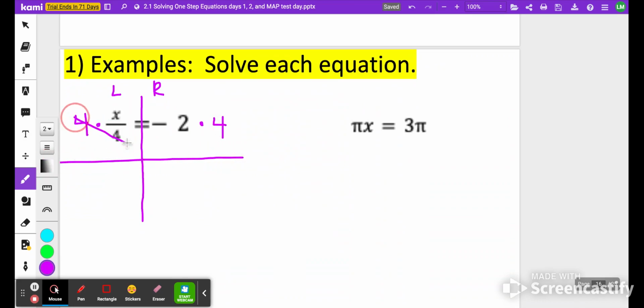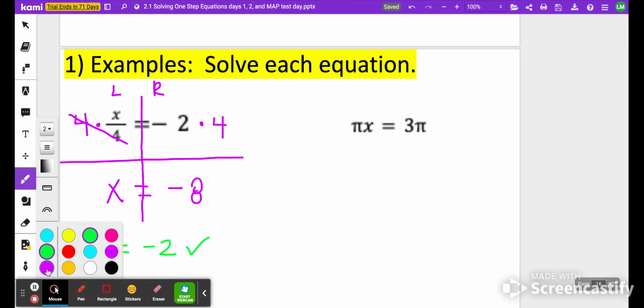Multiplying by 4 and dividing by 4 will actually cancel out. So all that's left is x, and then negative 2 times 4 is equal to negative 8. Again, remember you can check your work by plugging in whatever you got for x into the actual equation, and negative 8 divided by 4 does equal negative 2, so I know I'm correct in that way.